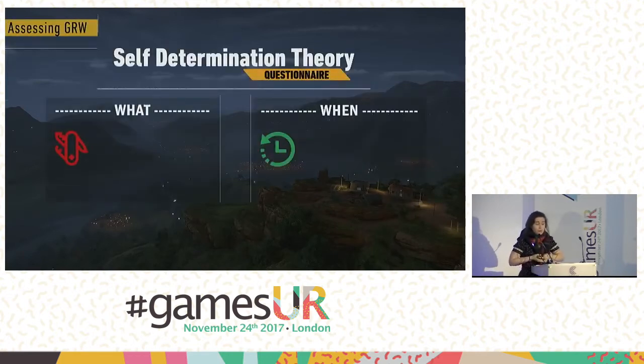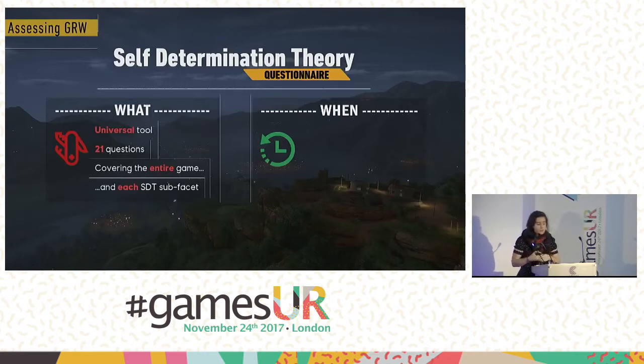To do so, we used a questionnaire built by our internal user research team, who created a self-determination theory questionnaire. I can't share it with you for confidentiality purposes, and I'm sorry about that. But I will talk a bit about what this questionnaire is and when we used it. It's a universal tool that could be used on any game. It is composed of 21 questions, and if you are good in mathematics and have a good memory, you could notice that it means we had 3 questions per subfacet. This allowed us to cover the entire game and each SDT subfacet.